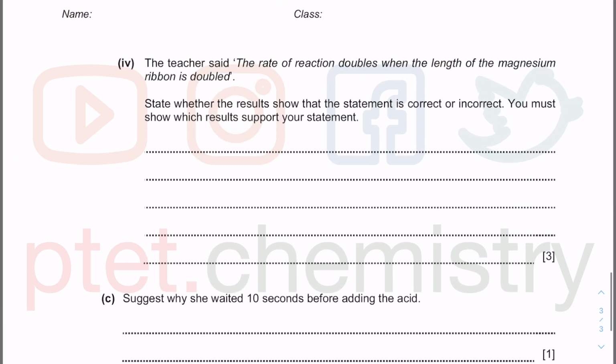On to the next one, the teacher said that the rate of reaction doubles. So basically it increases by 2 times when the length is doubled. State whether the results show that or not. Is it correct or incorrect? That's the first bit of the question. You must show which results support your statement, whether it's correct or incorrect.